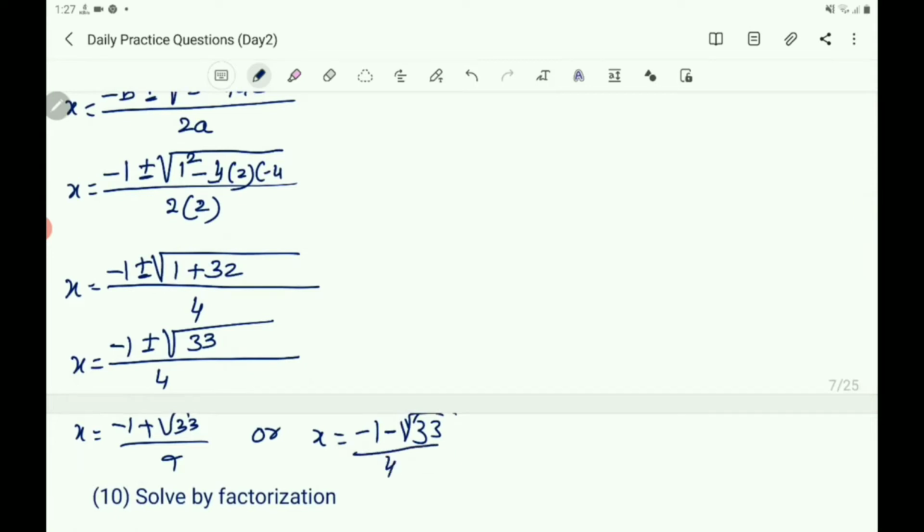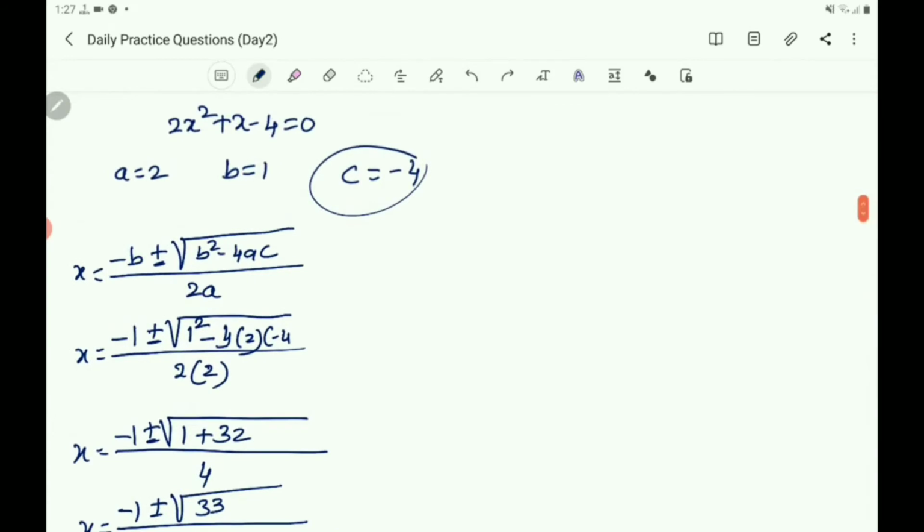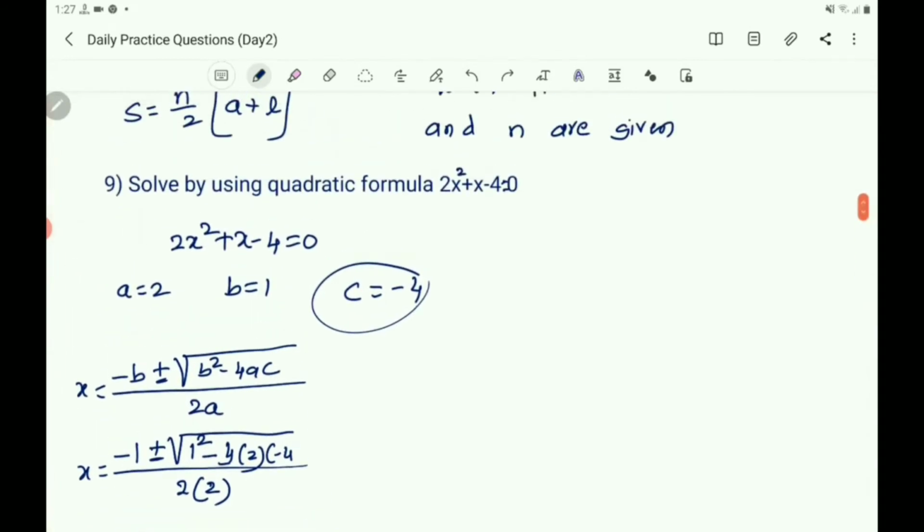So you got the two roots. x equals minus 1 plus root 33 by 4, and the second root x equals minus 1 minus root 33 by 4. Here you got it in the form of plus or minus. So you got the values of x, means you got the roots by using the quadratic formula. Here the quadratic equation 2x square plus x minus 4 equals 0 is solved by using quadratic formula.